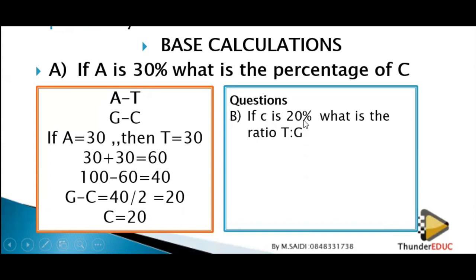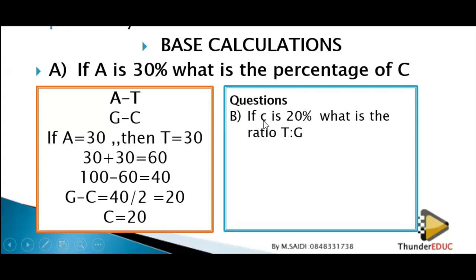If cytosine is 20%, what is the ratio of thymine to guanine? This one is not worked out. Therefore, I'm going to just talk about it and then see if you can find the correct answer. If cytosine is 20%, what is the ratio of thymine to guanine? They didn't talk about cytosine here in the question. All right. So now what are you going to find? Find out the percentage of each individual base.